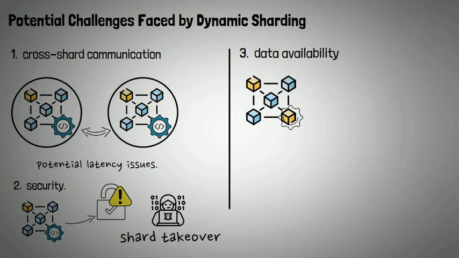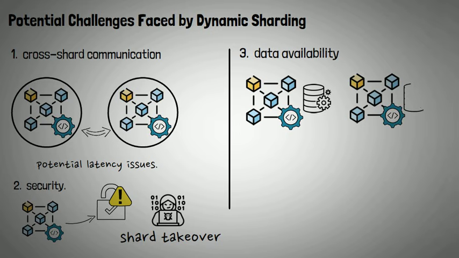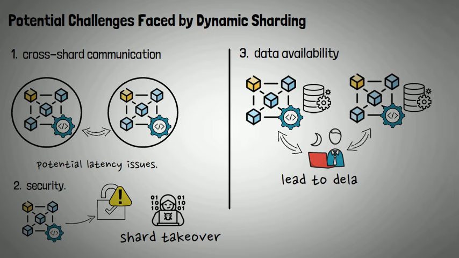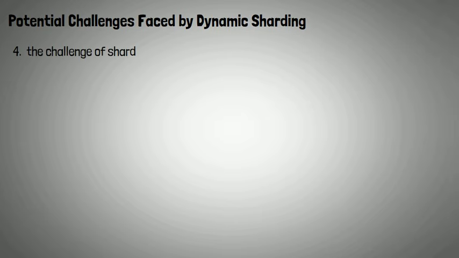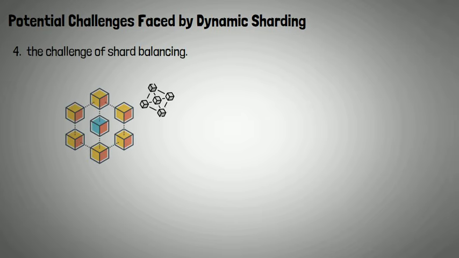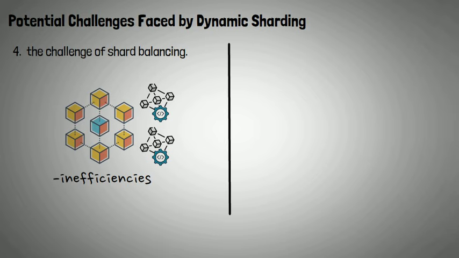When data is spread across multiple shards, ensuring that the necessary data is available when needed can be a challenge. Validators might need to access data from another shard, which can lead to delays and complications. Lastly, there's the challenge of shard balancing. The network must dynamically adjust the number and size of shards to balance the workload evenly. Too many or too few shards can lead to inefficiencies, making shard balancing a critical yet challenging aspect of dynamic sharding.